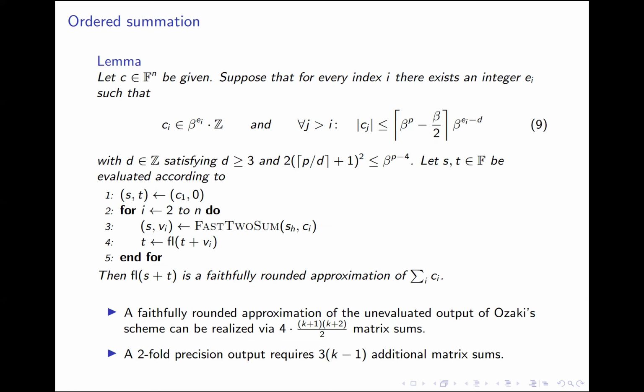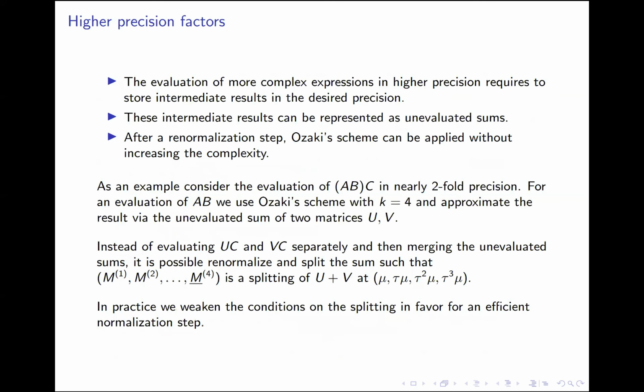And additionally, if we keep the error terms, then just by adding 3 times k minus 1 additional matrix sums, we get a twofold precision. And adding another 3 times k minus 2 additional matrix sums, we get threefold precision. So outputting in a multiple precision via unevaluated matrix sums is more or less for free. The overhead for this is minimal, and this can be used for evaluation in higher precision in general.